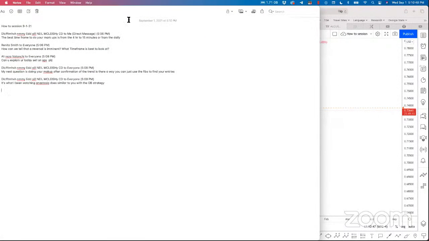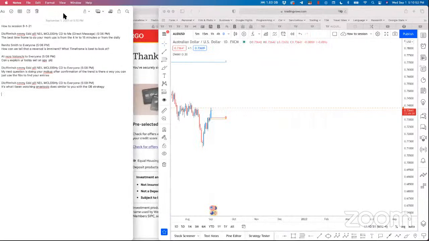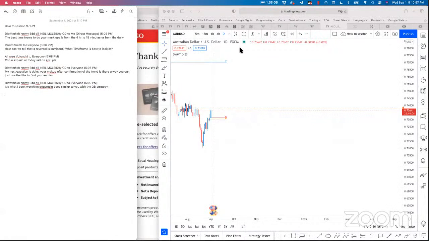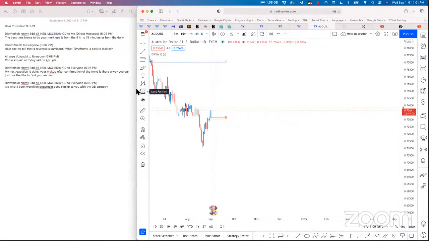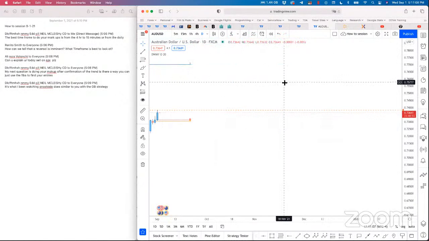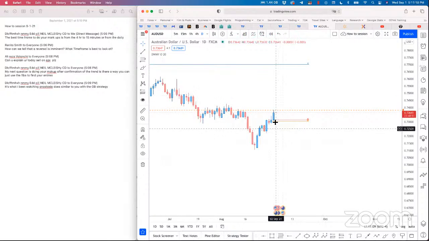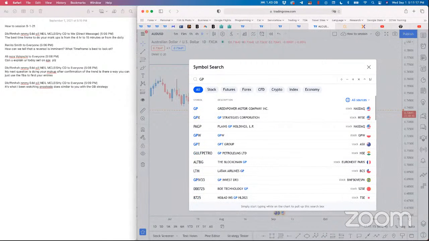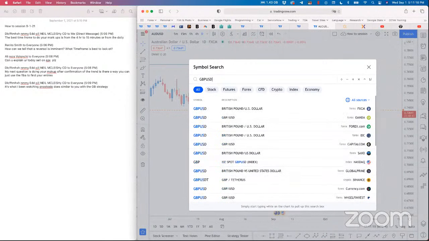The question was: what's the best time frame to mark up your chart, from the 4 hour, the 15, or from the daily? Always start from the daily. Usually when I open up my chart, this is the daily. I'm just using AUD, and let me use GU as an example. GBP, USD.